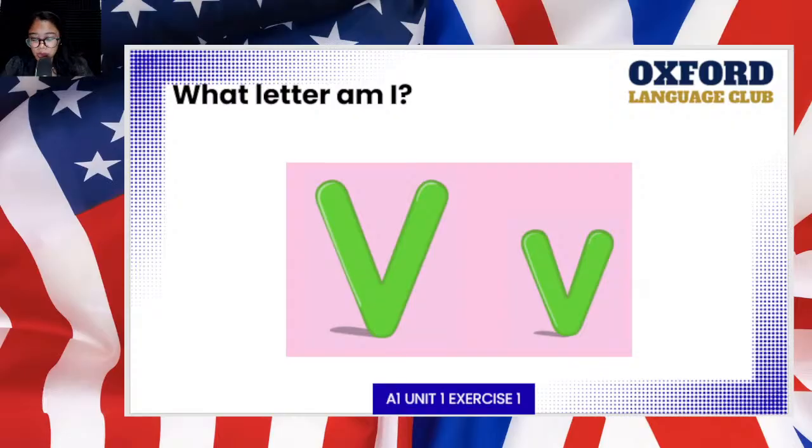Next, we have this one. What is this letter showing? This letter is showing letter V. The name of the letter is V. How does V sound? What is its particular sound or pronunciation? Do you remember? It's just V.